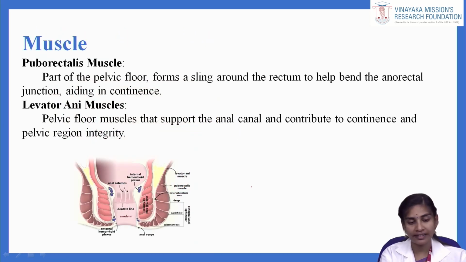Let's see the muscles of the anal canal. They are the puborectalis muscle and the levator ani muscle. The puborectalis muscle, part of the pelvic floor, forms a sling around the rectum to help bend the anorectal junction, aiding in continence. The levator ani muscles are pelvic floor muscles that support the anal canal and contribute to continence and pelvic region integrity. So these are the levator muscles and this is the puborectalis muscle. This is the overview of the anatomy of the rectum and anal canal.